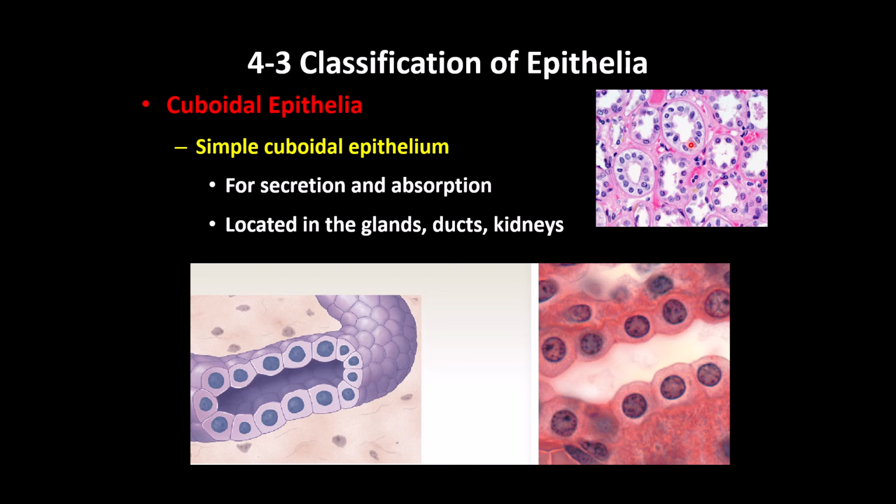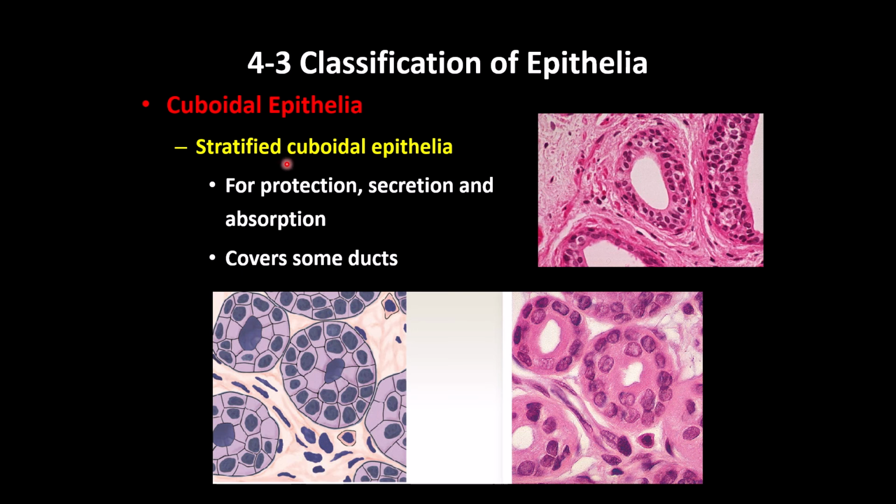this. So you can see these are simple cuboidal, one layer of cells, and this is the cavity here, one layer. So where you see it in different ducts, for example, in the thyroid and pancreas that I was telling you before. Different glands and different ducts of those glands, and also you can see it in the kidneys. So in a kidney you can see simple squamous but also simple cuboidal.